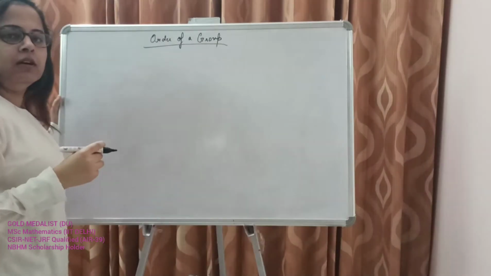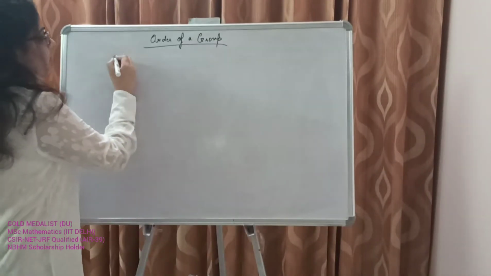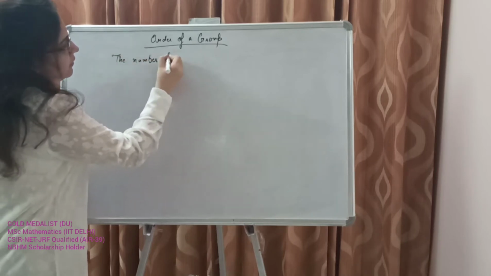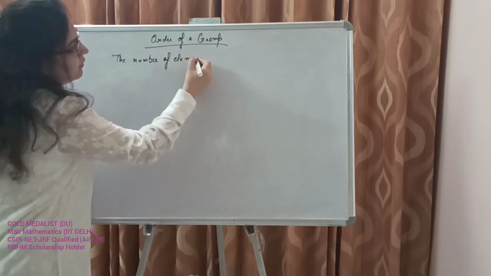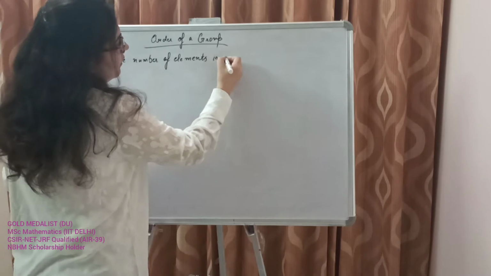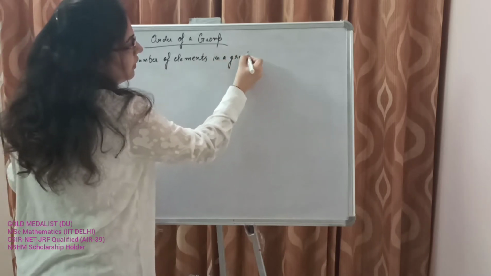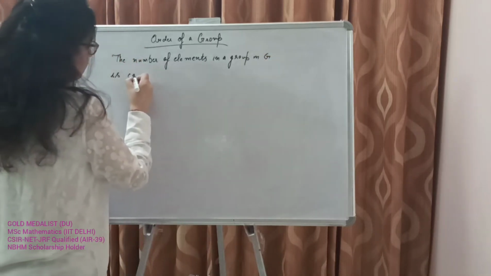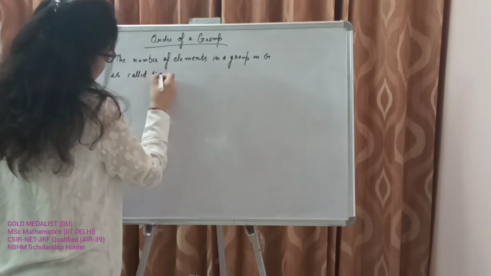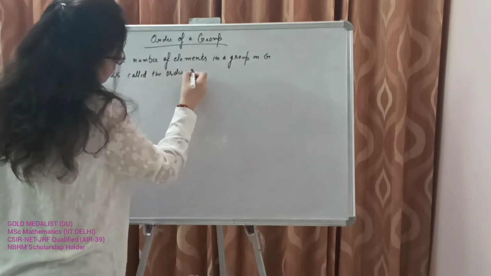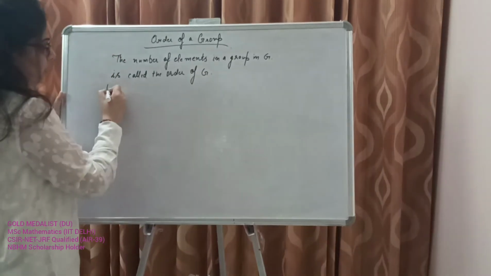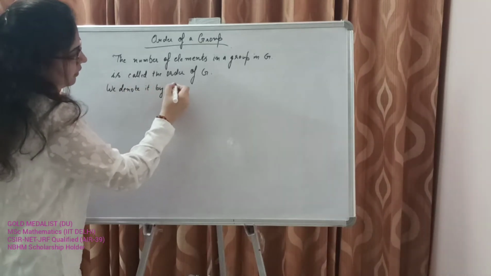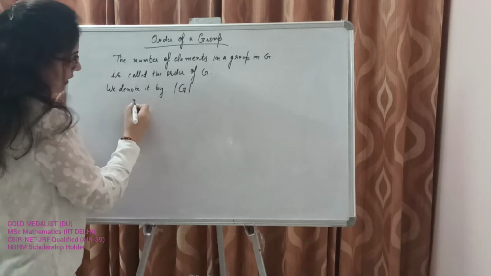Order of a group. What should be the order of a group? It is the number of elements in a group G, and it is called the order of G. Now we denote it by order of G. It can be finite or infinite, right?